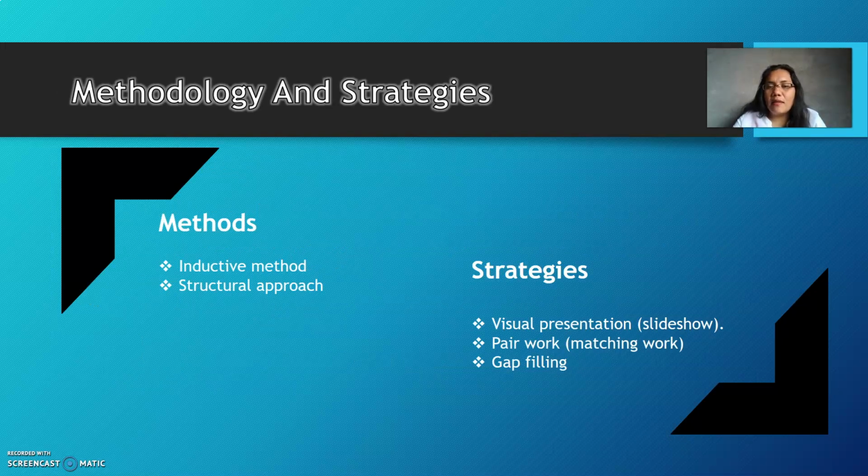Methodology and strategies. Methods: inductive method, structural approach. Strategies: visual presentation in slideshow, pair work, matching work, gap filling.